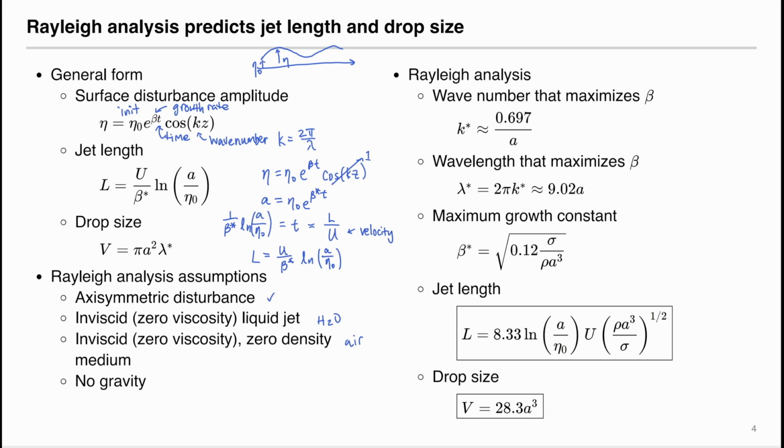We then calculate the maximum growth rate, and in that case it is the square root of 0.12 multiplied by the surface tension, denoted by sigma, divided by the density multiplied by the jet radius cubed.